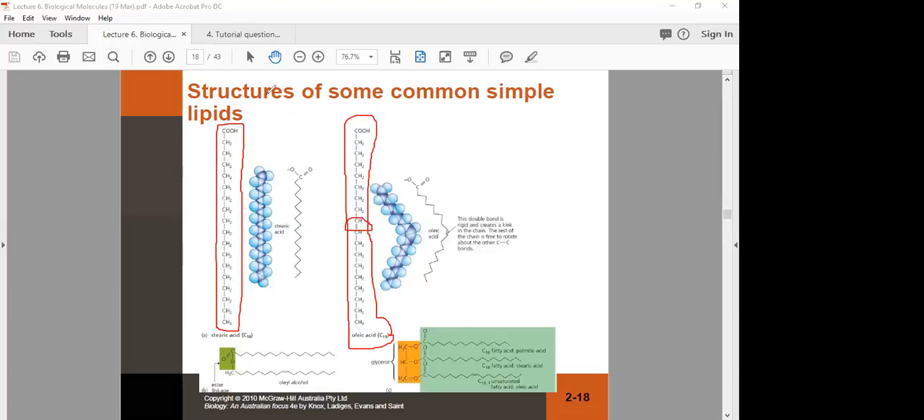Okay, so they're fatty acids, and you'll find that many, not all of them, but many of the other groups of lipids actually contain one or more fatty acids.